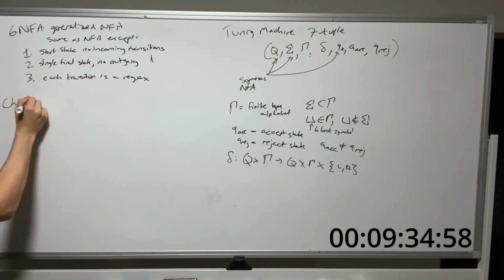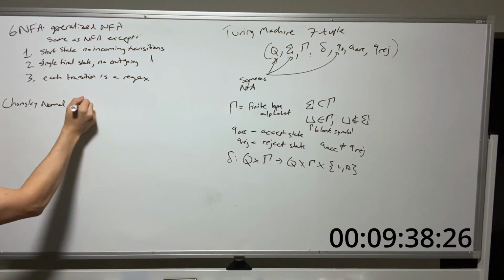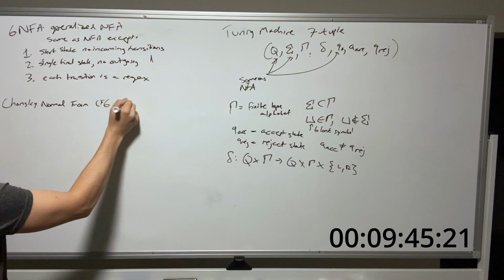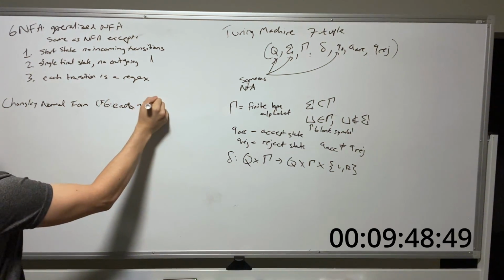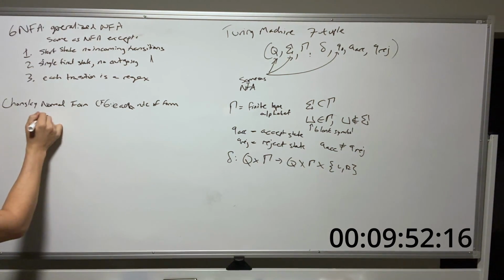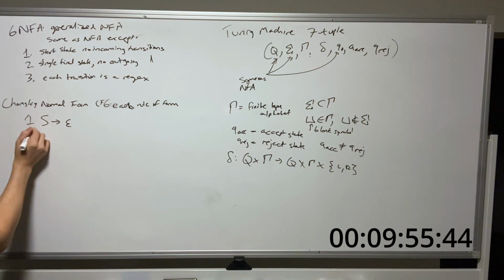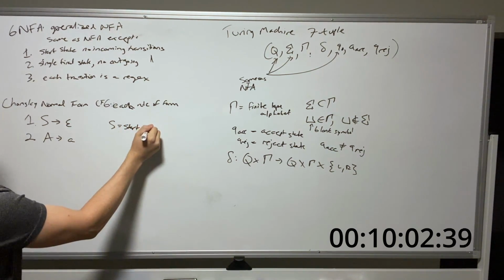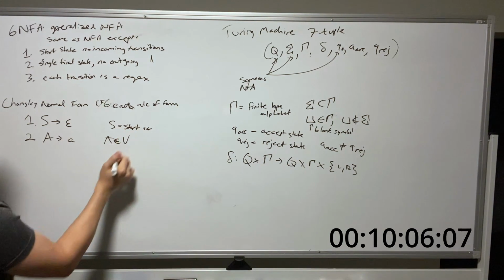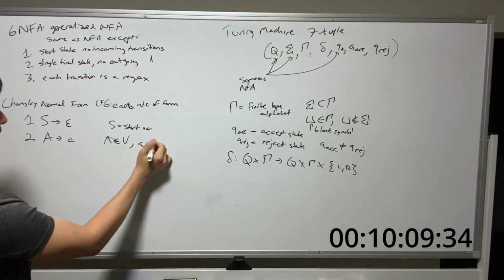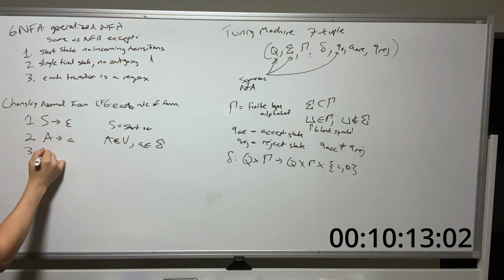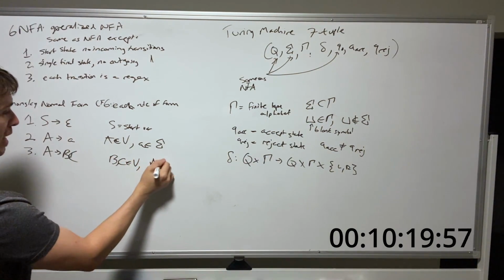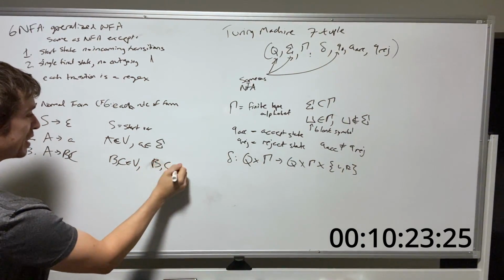Chomsky normal form for a CFG. Each rule is of the form: one, start variable goes to empty. Second, variable goes to a single terminal, where S is the start variable, A is a variable, and little a is in the set of terminals. And three, A goes to two variables, B and C, where B and C are variables that are not the start variable.